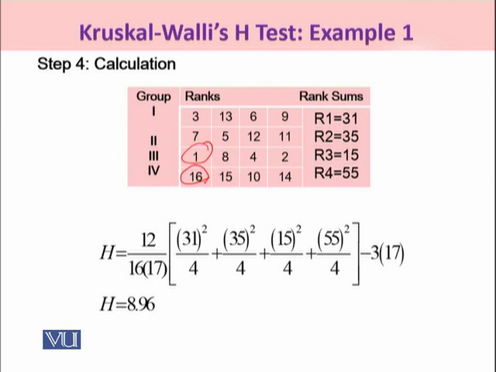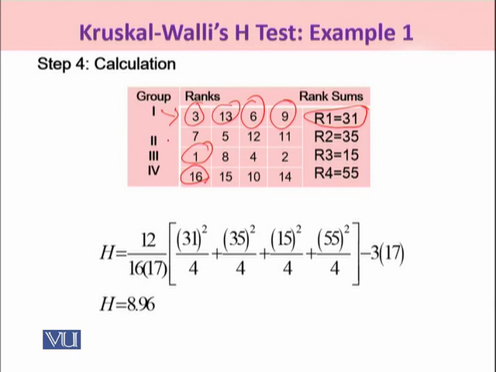That means there is no ties as far as the observations among various groups are concerned. So हमने अब क्या करना है further? हर group के ranks को sum up करना है. For example, if we are starting with group 1, so 3 plus 13 plus 6 plus 9, that gives us a sum of 31. So R1 is equal to 31.